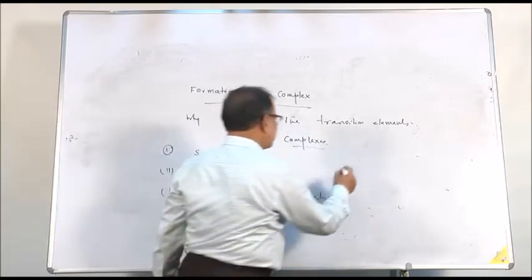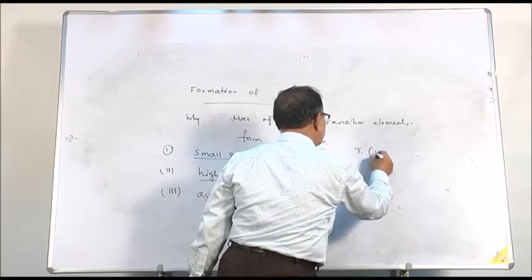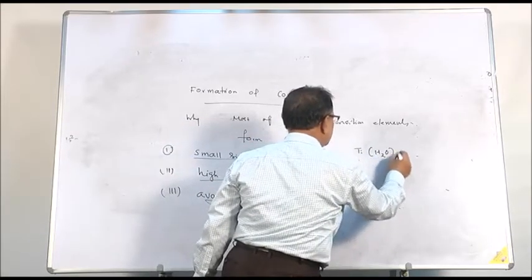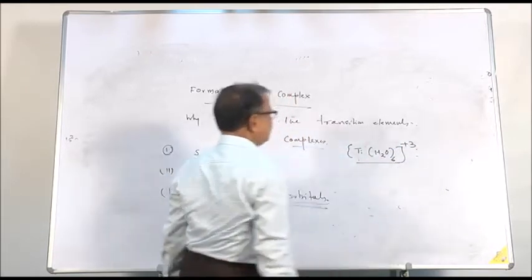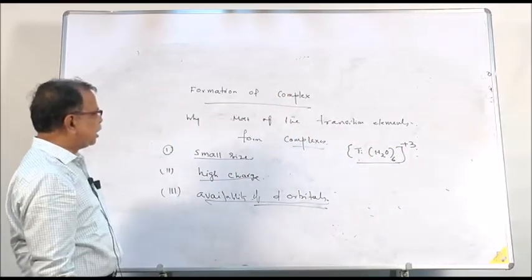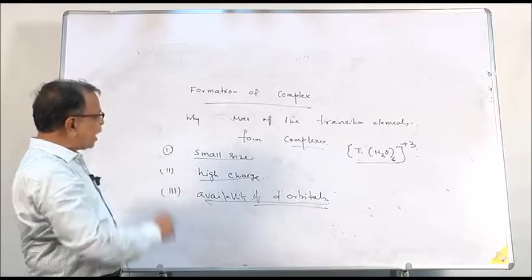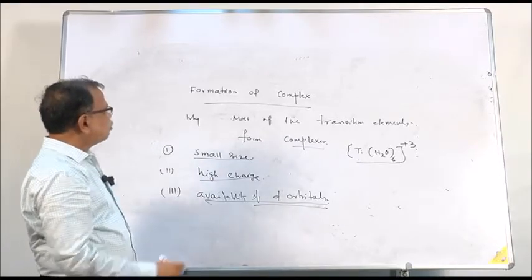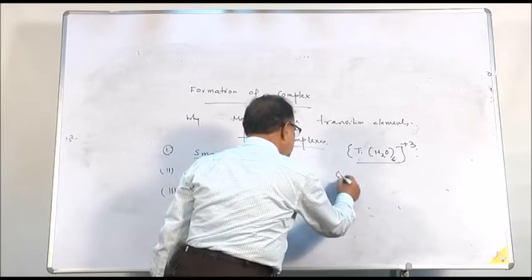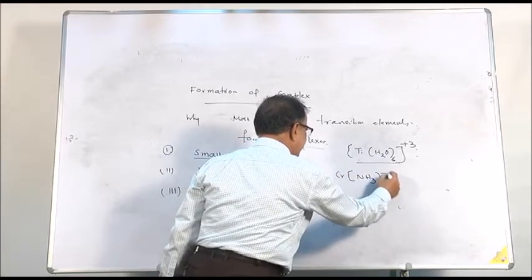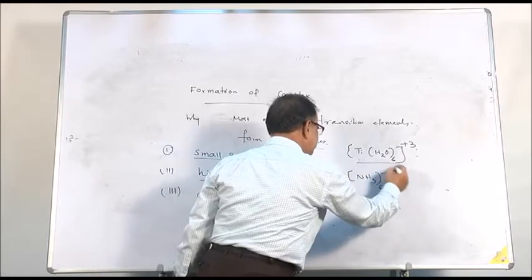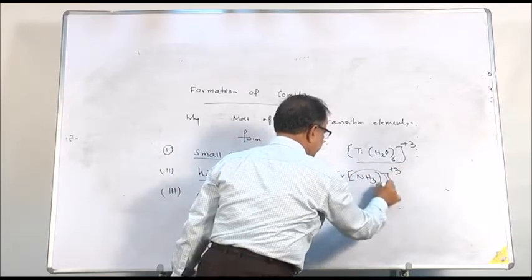Titanium forms a complex, Ti(H2O)6 3+, having coordination number 6. Similarly, vanadium also forms complexes. Chromium, which I have discussed in coordination chemistry, forms a complex like this, Cr(NH3)6 3+, in which ammonia is the ligand.